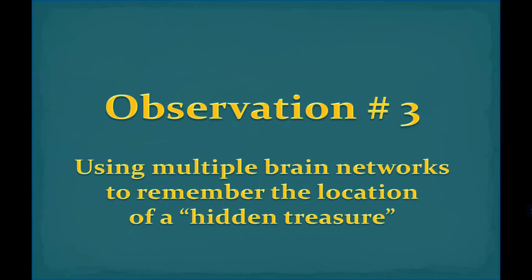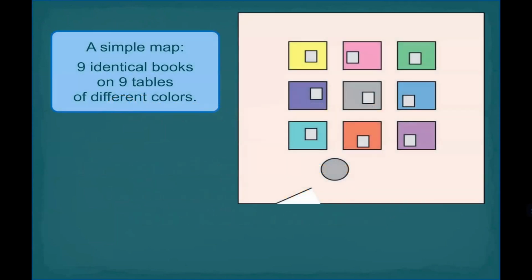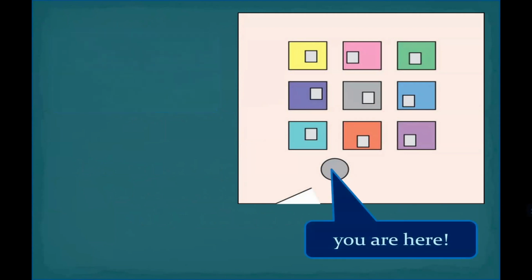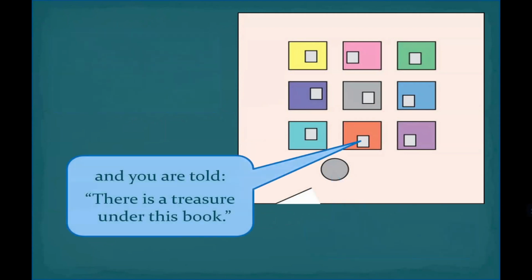How do we know that people use multiple brain networks to remember the location of something? What we did was we hid a treasure. We gave the teachers in a room a simple map. We've got 9 identical books, and they're on 9 identical tables, but the tables are different colors. And this is you. You're standing right here. And I'm going to hide a treasure under this book. In a teacher workshop, I'd use a $50 bill. I don't know why I do this in kids.